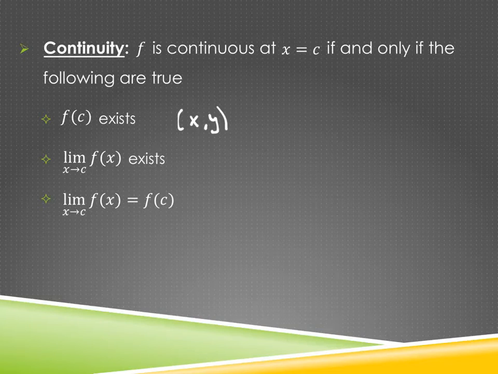Okay, it's approaching something, and we know what that is. And the third one says that the limit and the function value have to be the same. So let me draw you a graph, because you might be looking at this and saying, okay, but if one of those things is true, aren't all three of them true? Because they sound very similar, don't they? So let me show you a graph where maybe they're not quite so similar.